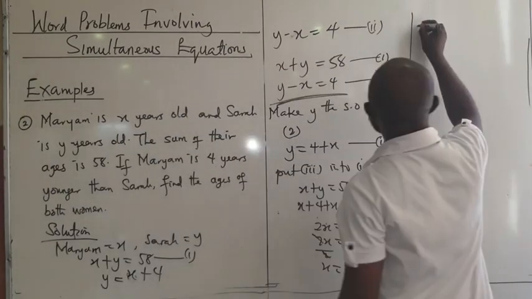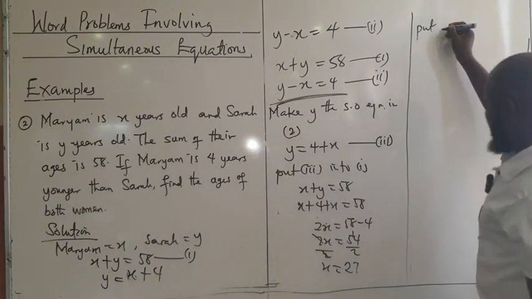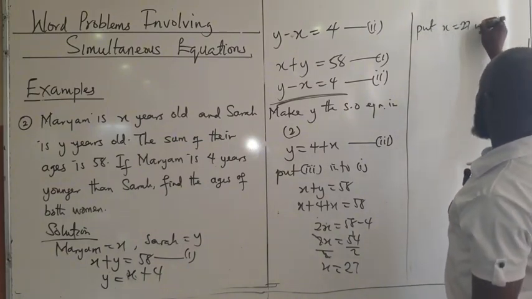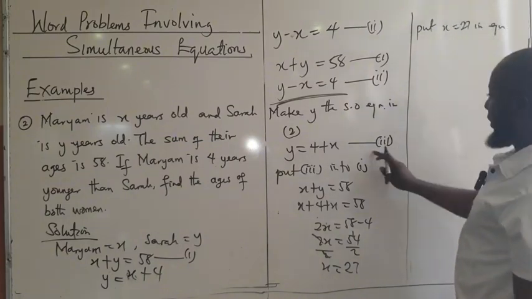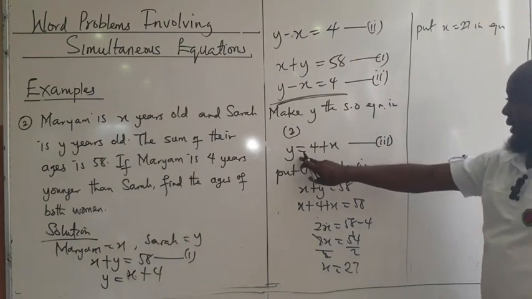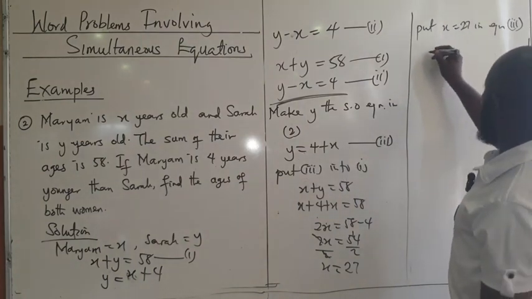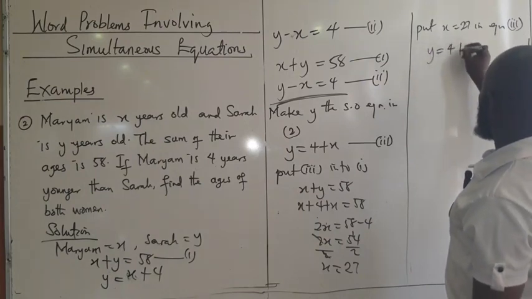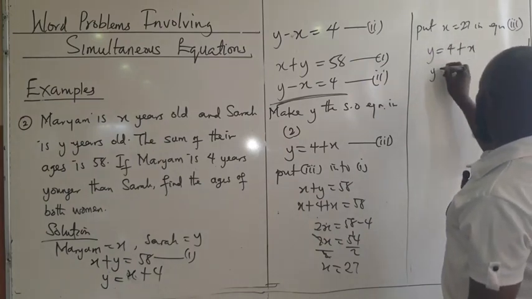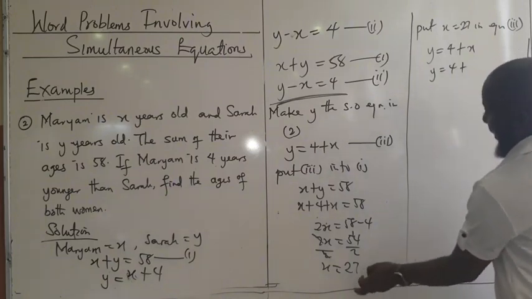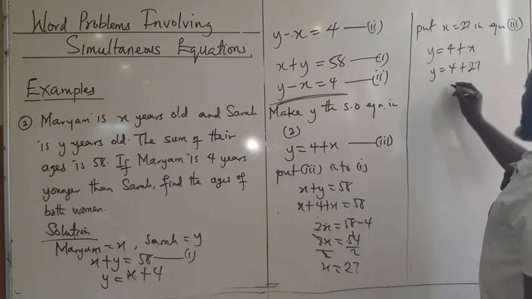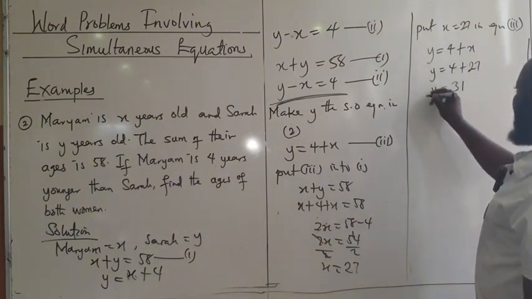We put X equals 27 in equation 3, where we made Y the subject of the formula already. So in equation 3, we have Y equals 4 plus X. That is Y equals 4 plus 27, which is 31. Y equals 31.